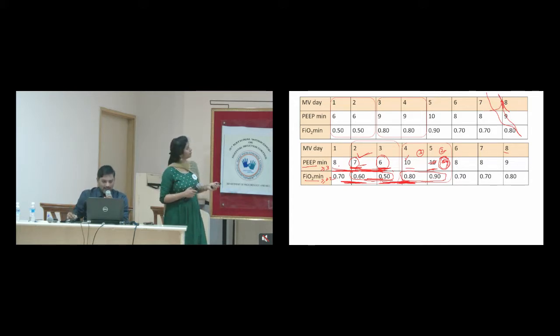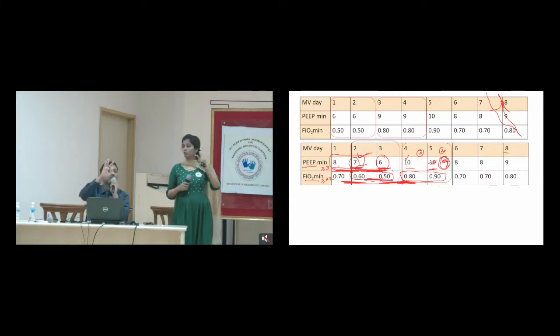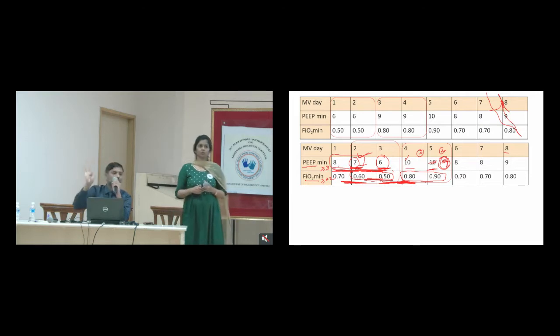First is 8, second is 7. You cannot take this as baseline because after that you do not have a jump. You should have a jump of 3 or more. Okay? 3 or more. FiO2 it is 0.2 or more.